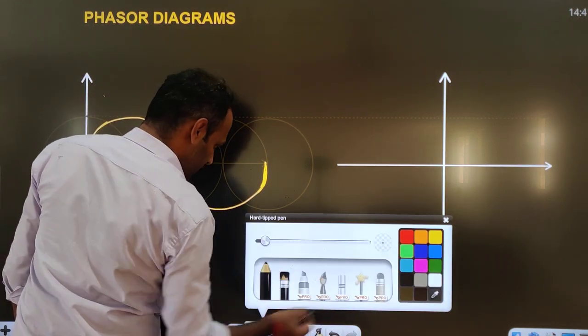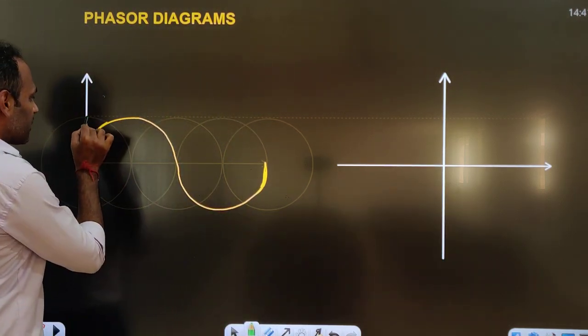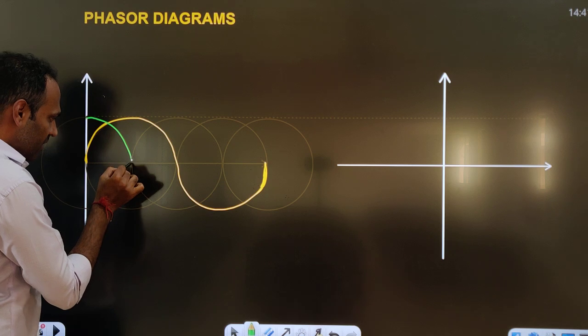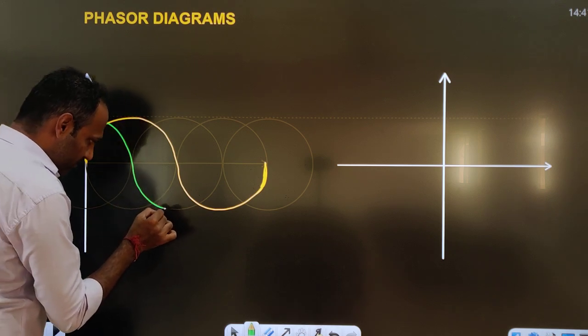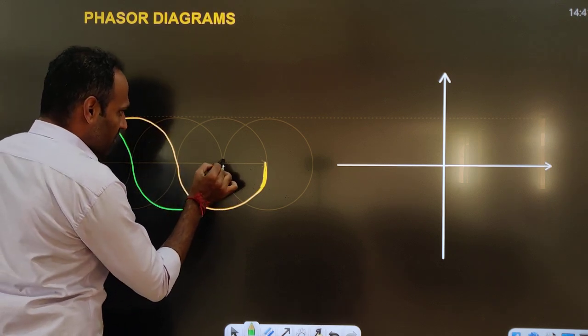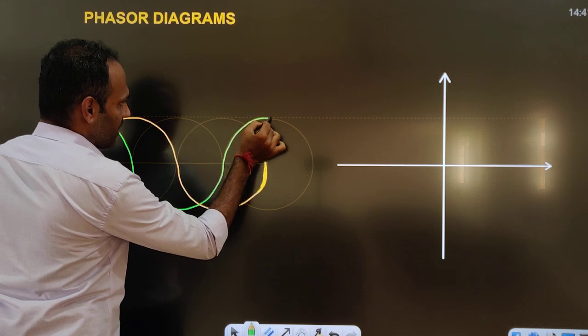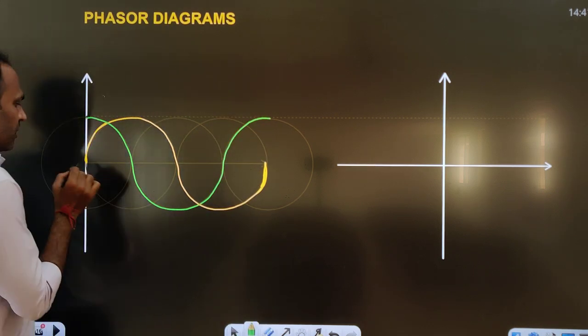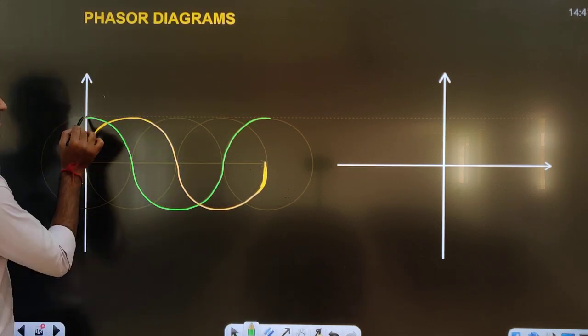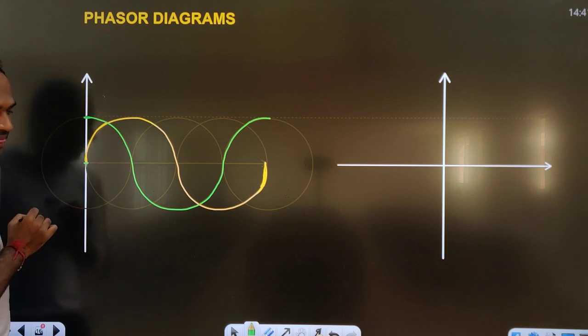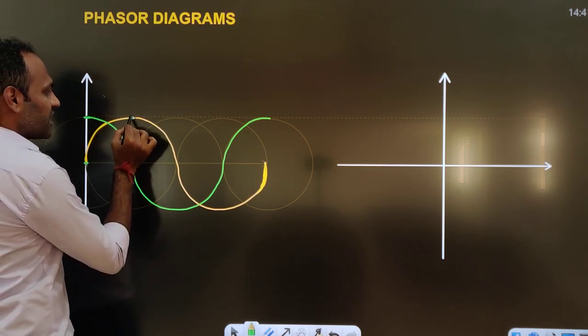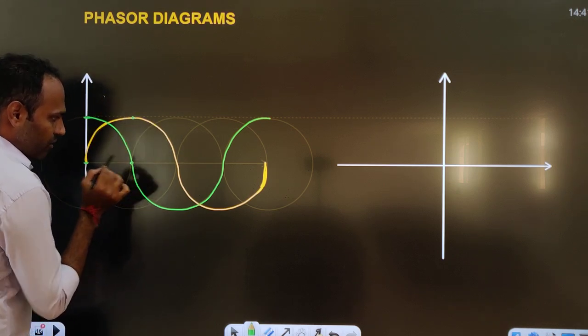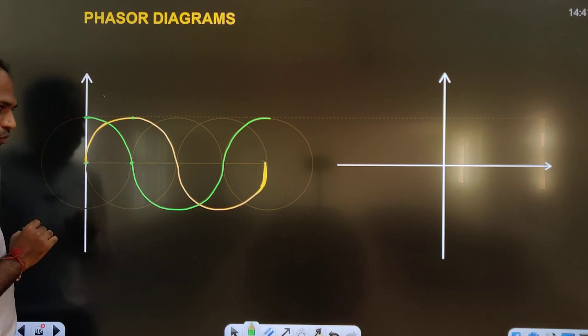We'll take one more cycle of AC. So this is another cycle of AC, correct? The other cycle of AC I am drawing here. Okay, you can just observe what the difference is now. What is the difference? When the first cycle is at origin, the second cycle is at peak, right? When the first cycle is at peak, the second cycle is at the x-axis, that is 0 at origin.